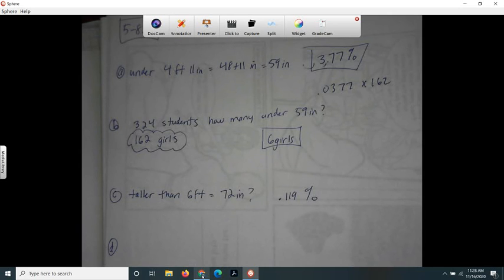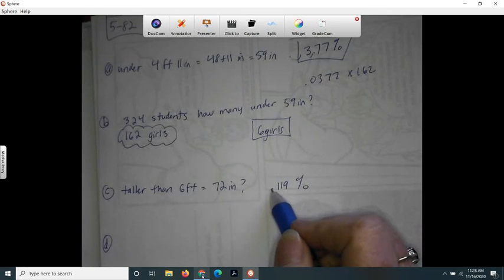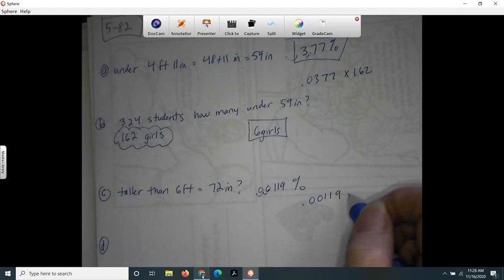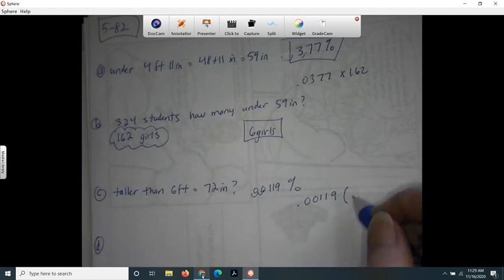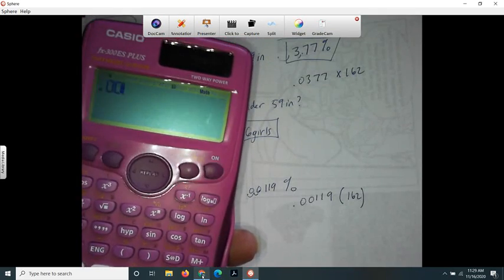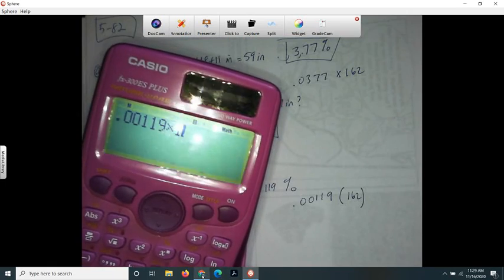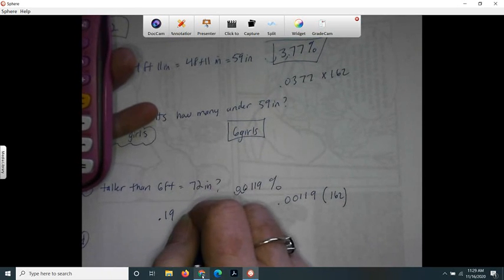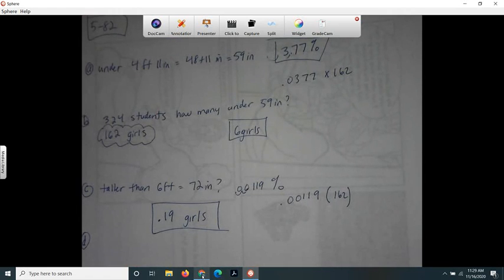And then it says, well, I think we have to multiply that. Oh, I should have just left it as a decimal, it's 0.00119. I think I need to multiply that by the 162 to find out, because they're not asking what percent, they're asking me how many actual girls there are. And I got 0.19, so only 0.19 girls, so not even a whole girl is taller than 6 feet according to our probability model. Now it says, what assumptions are you making?